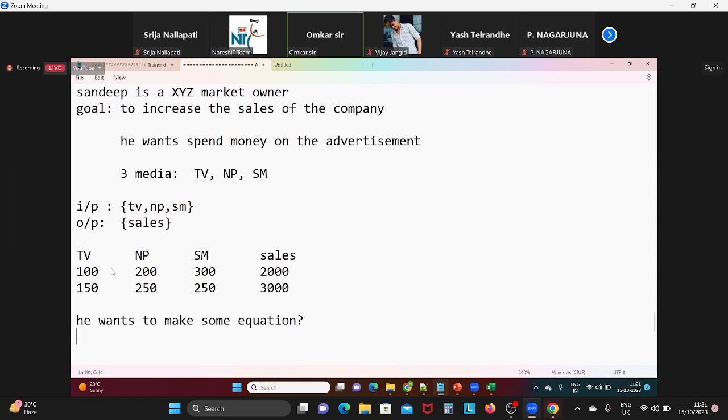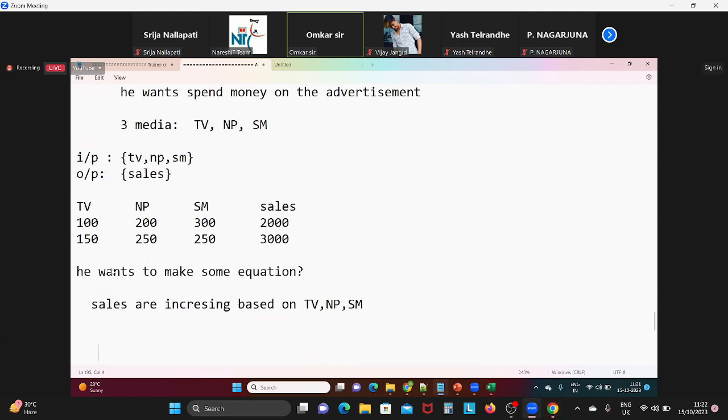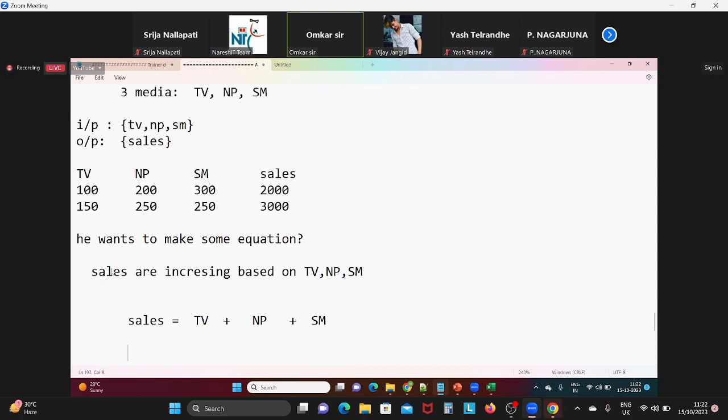What is the equation? He understood his sales are increasing based on, see the English statement, sales are increasing based on TV advertisement, newspaper advertisement, social media advertisement. This is the English statement. He is creating an equation: sales equals TV plus newspaper plus social media. He created this equation.